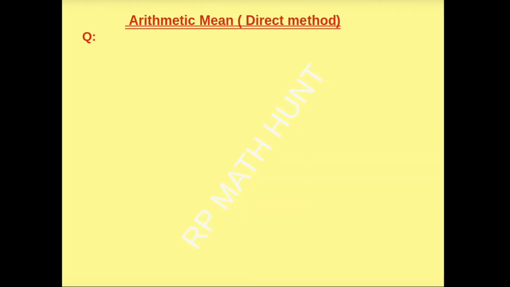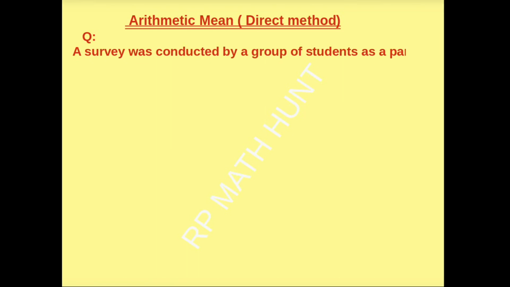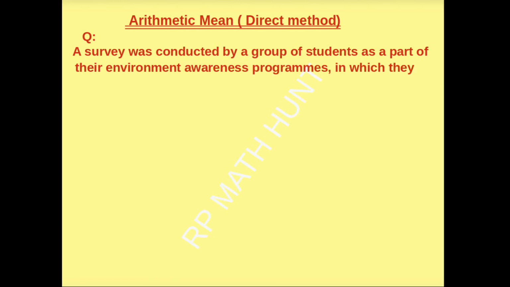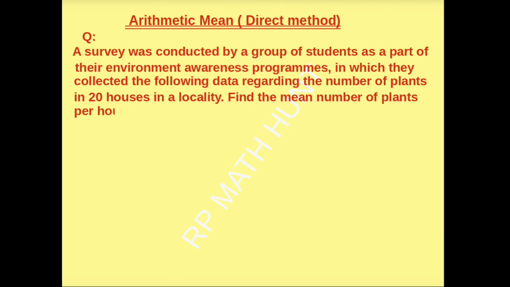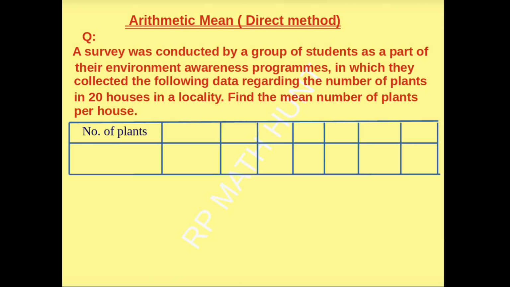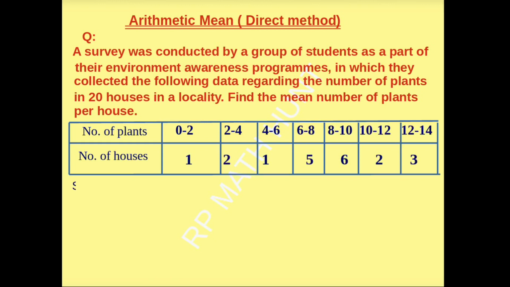Question. A survey was conducted by a group of students as a part of their environmental awareness program, in which they collected the following data regarding the number of plants in 20 houses in a locality. Find the mean number of plants per house. Number of plants: 0 to 2, 2 to 4, 4 to 6, 6 to 8, 8 to 10, 10 to 12, 12 to 14. Number of houses: 1, 2, 1, 5, 6, 2, 3.